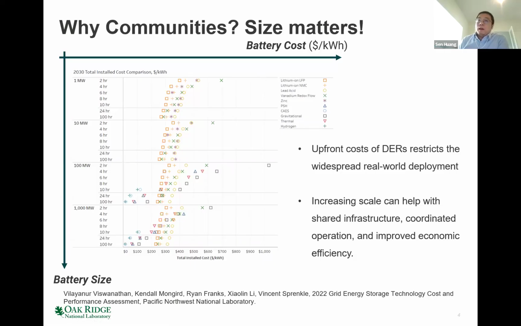If you have a large size, the marginal cost for installing additional battery decreases because the fixed or shared infrastructure for the battery is generally constant if the size of the battery exceeds a certain threshold. That means from the economic side, it would be wiser to have a larger battery system rather than a small battery system. So that's why we need a whole community rather than a single building.